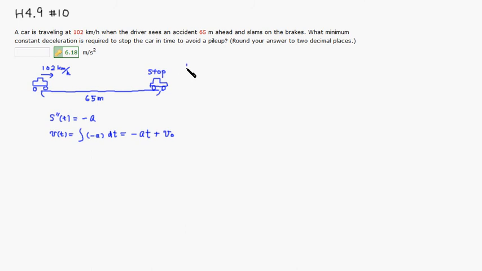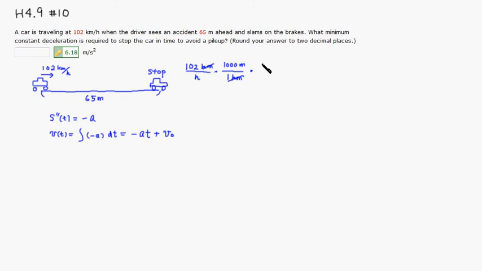So we have 102 kilometers per hour. We need to convert it to meters. So we have 1,000 meters is equivalent to 1 kilometer. So we can multiply that. That way we can get rid of kilometers, right? Then we need per second instead of per hour.